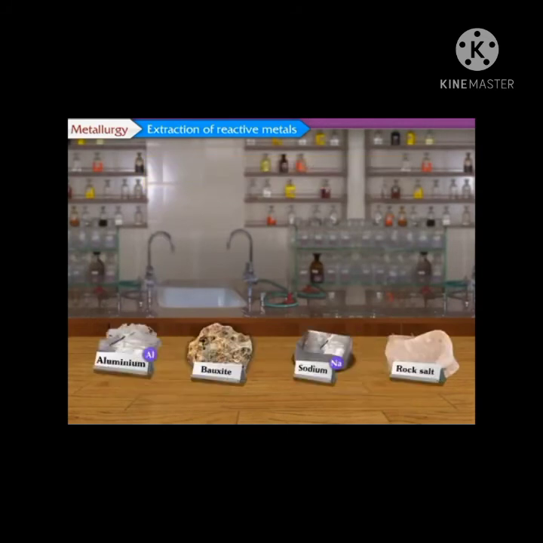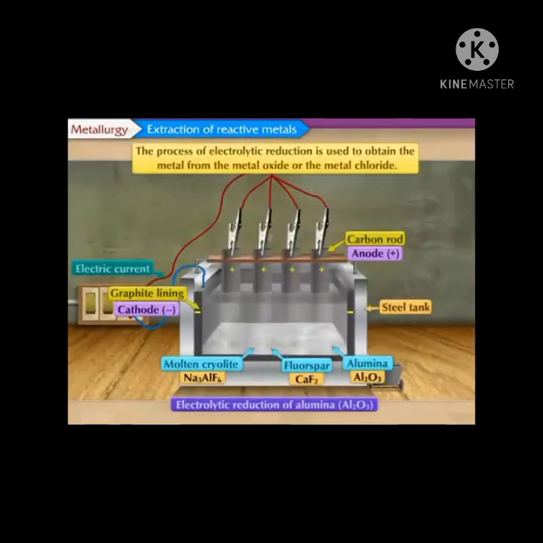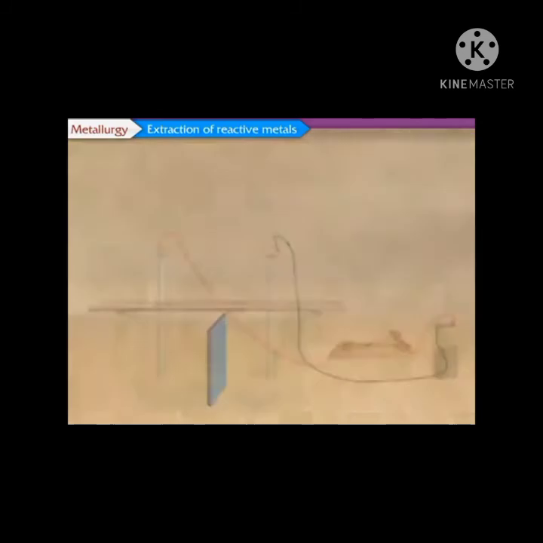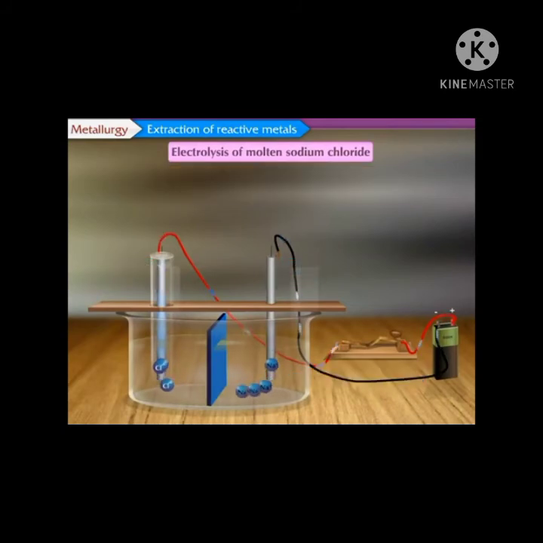Reactive metals usually occur in the form of their oxides or chlorides. The process of electrolytic reduction is used to obtain the metal from the oxide or metal chloride. The metals sodium, calcium and magnesium are obtained by the electrolysis of their molten chlorides. In this process, the pure metal is obtained at the cathode and chlorine gas is obtained at the anode.